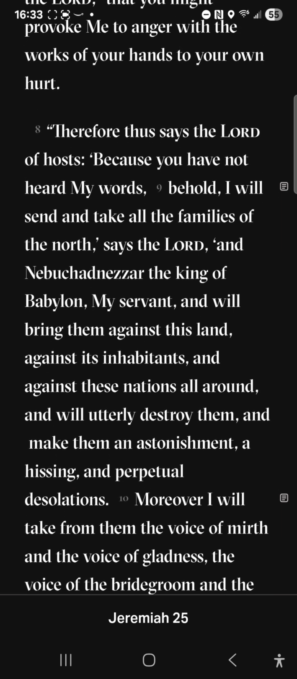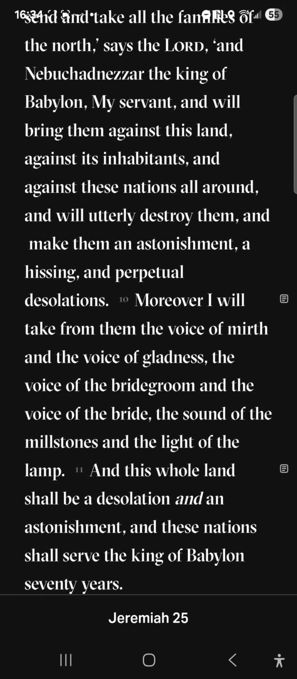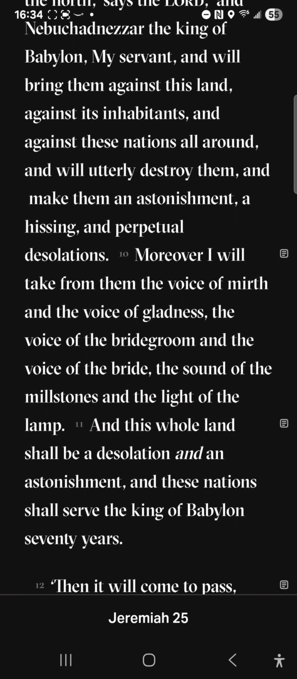Therefore, thus says Yahuwah Zaba'ath, because you have not heard my words, behold, I will send and take all the families of the north, says Yahuwah, and Nebuchadnezzar, the king of Babylon, my servant, and will bring them against this land, against its inhabitants, and against these nations all around, and will utterly destroy them, and make them an astonishment, a hissing, and perpetual desolations.